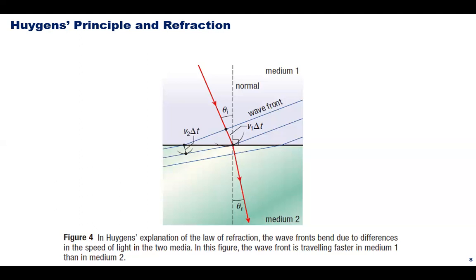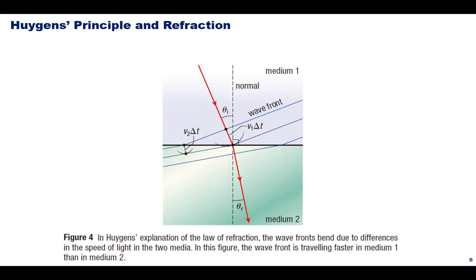So in Huygens' explanation of the law of refraction, the wavefronts bend due to differences in the speed of light in two media. In this figure here, the wavefront is traveling faster in medium 1 than in medium 2.